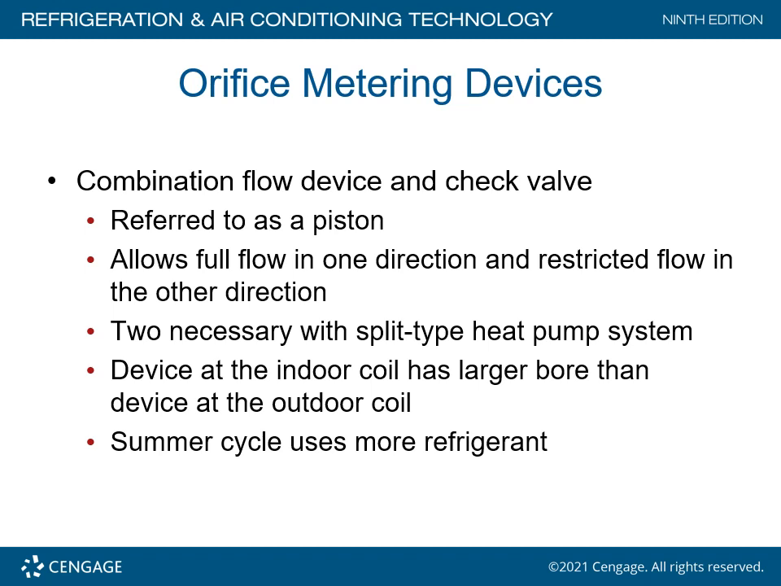Orifice metering devices, very common. It's a combination flow device and check valve in one. Referred to as a piston, it allows full flow in one direction and a restrictive flow in the other direction. Two are necessary with a split system heat pump. The device at the indoor coil has a larger bore than the device at the outdoor coil. Please note that. When you're changing this out, you can't assume that the same orifice piston is going to be on both the indoor and the outdoor. Check with the manufacturer's specifications.